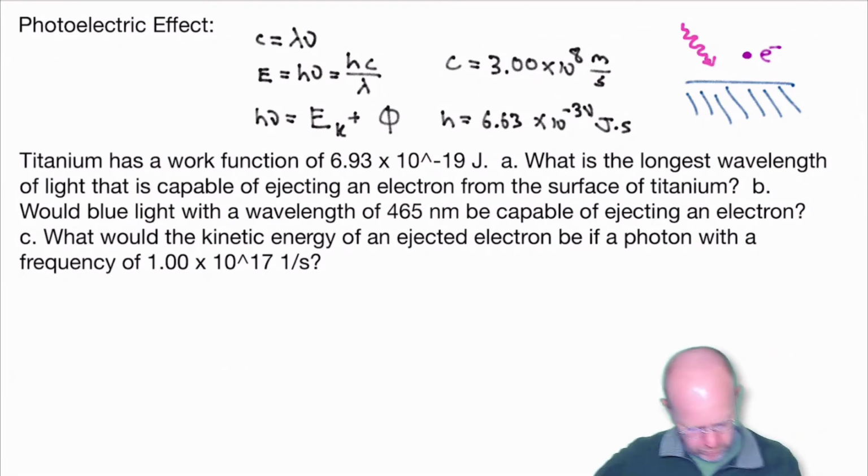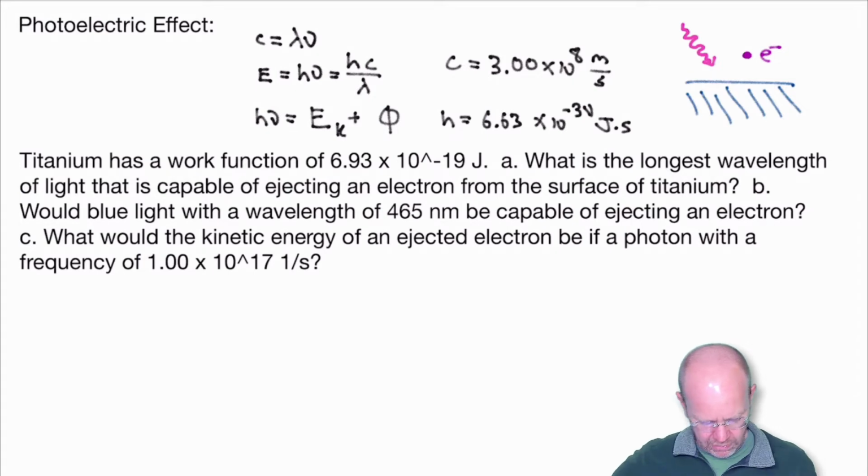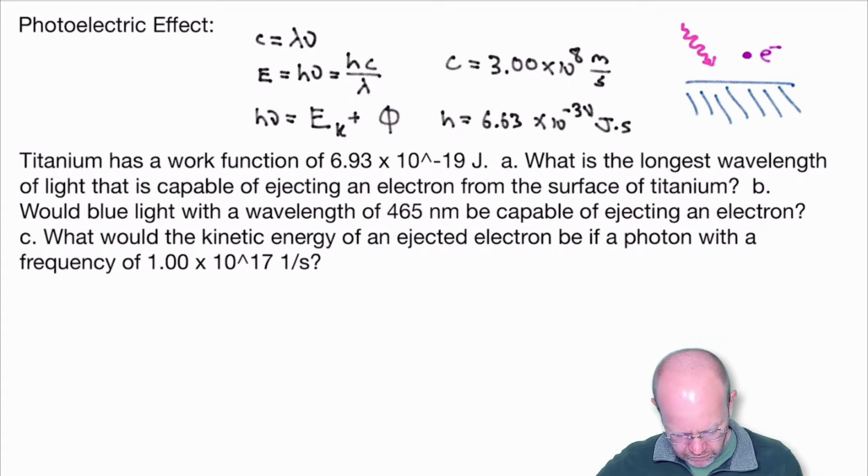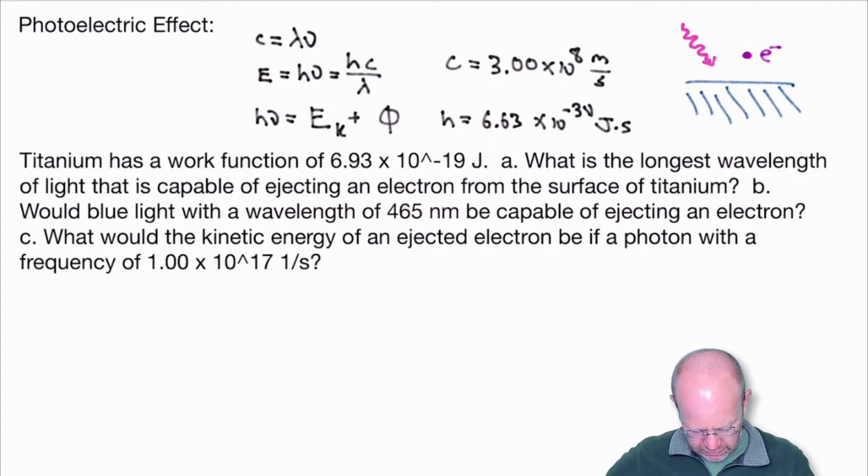Let's do a little bit of work with the photoelectric effect and see kind of how it can be applied. You can look up on tables to find the work functions of lots of different metals. So as it turns out, titanium metal has a work function of 6.93 times 10 to the minus 19 joules. What's the longest wavelength of light that is capable of ejecting an electron from the surface of titanium?